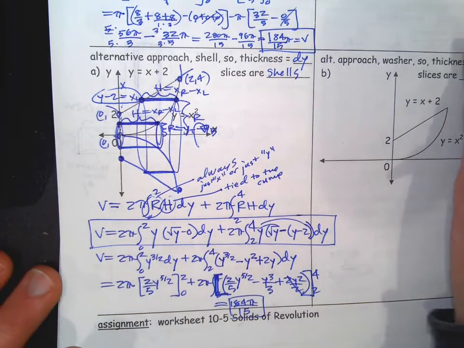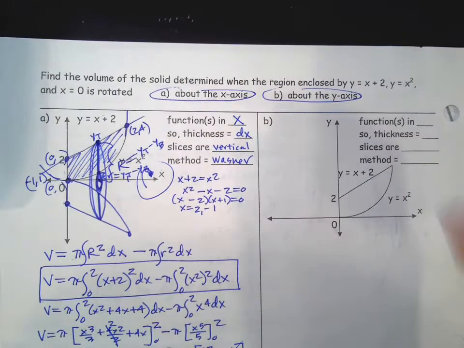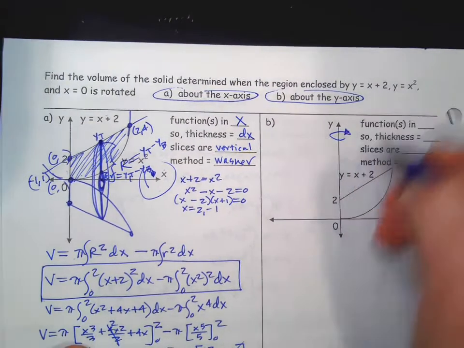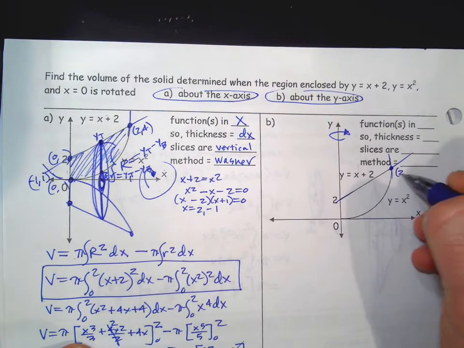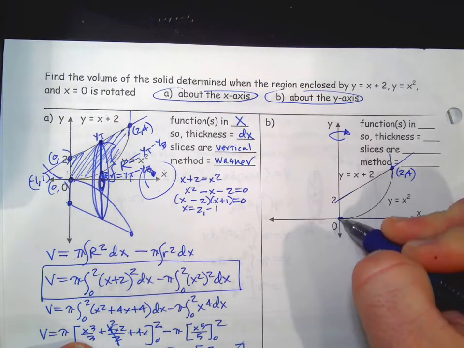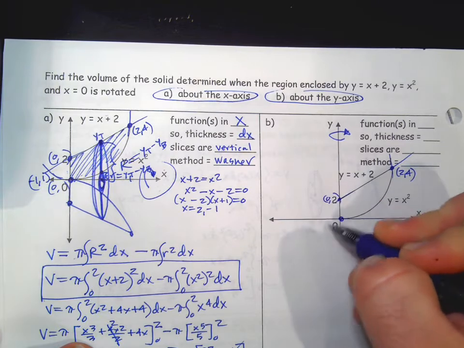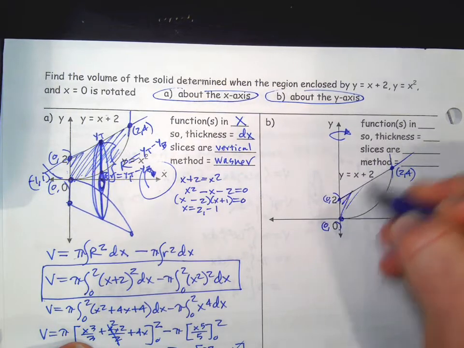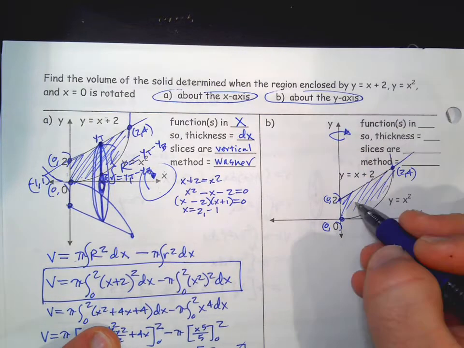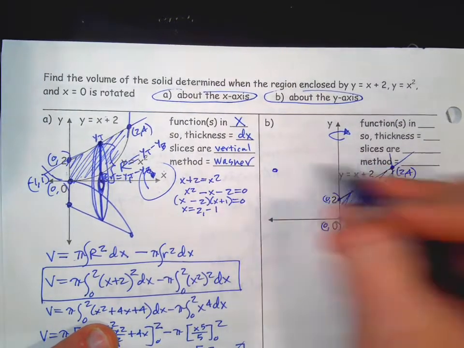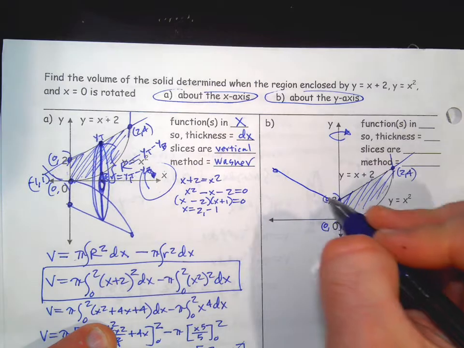Okay. Now, over here, we're going to rotate around the y-axis. We're going to take the same functions, the same region, all the same values, same function, same region. But instead of spinning around the x-axis, we're going to spin around the y-axis. So when we draw the other half, we want to transfer these corners.